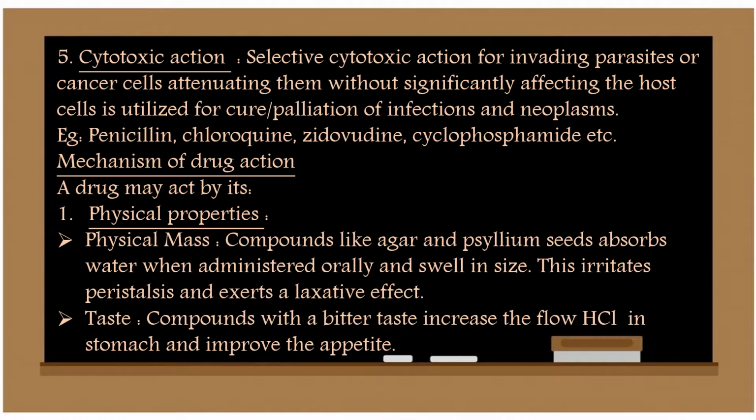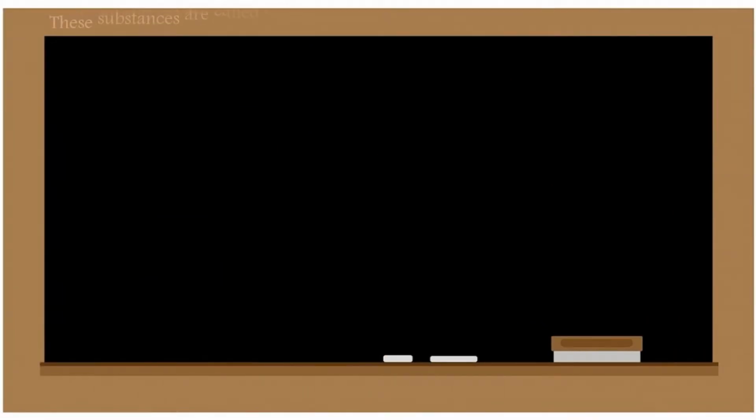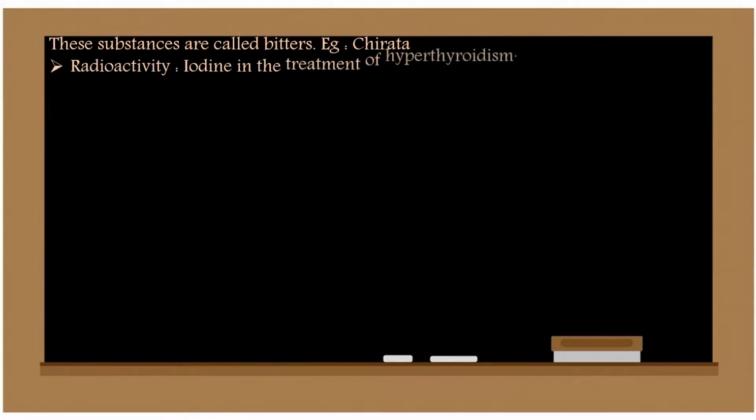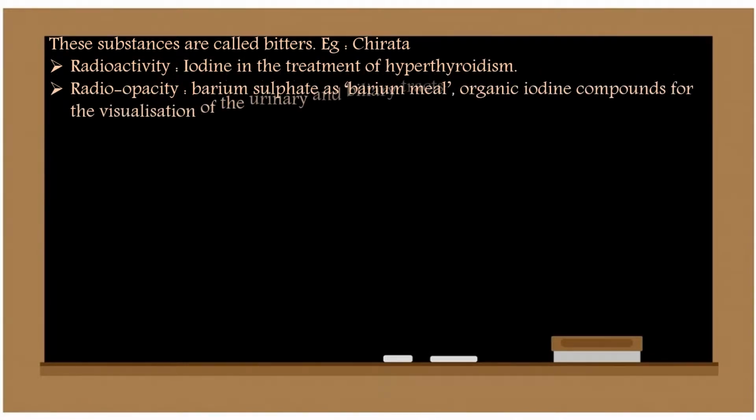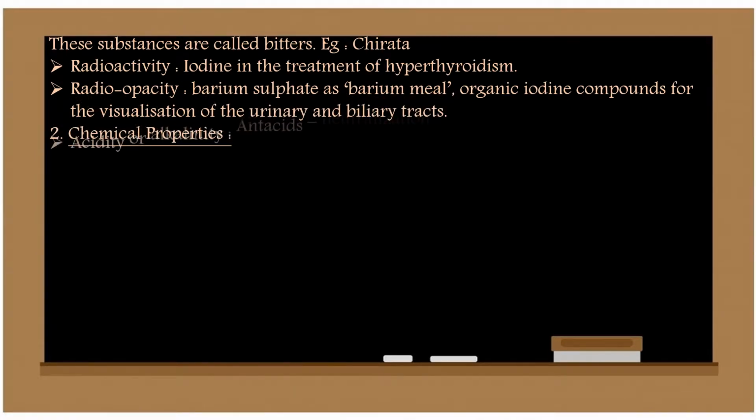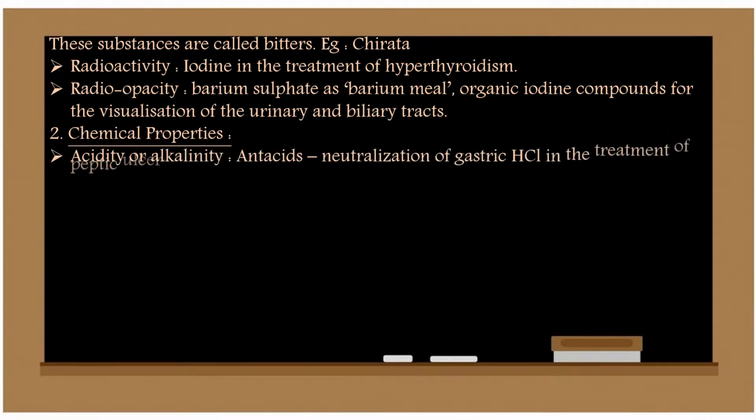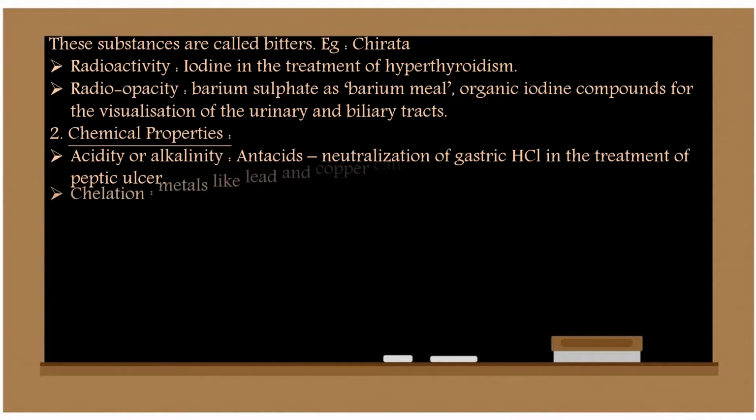Next one is taste. Compounds with a bitter taste increase the flow of hydrochloric acid in the stomach and therefore improve the appetite. These substances are called bitters, for example, chirata. Next is radioactivity. Example, iodine in the treatment of hyperthyroidism. And the other property is radio-opacity. Here the examples are barium sulfate as barium meal and organic iodine compounds for the visualization of the urinary and biliary tracts.